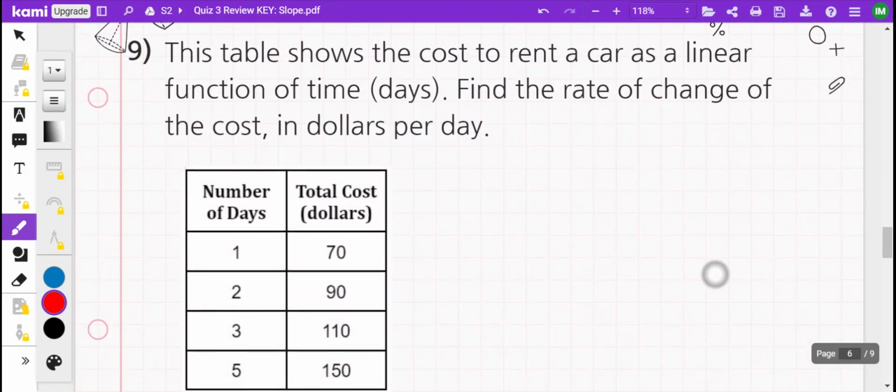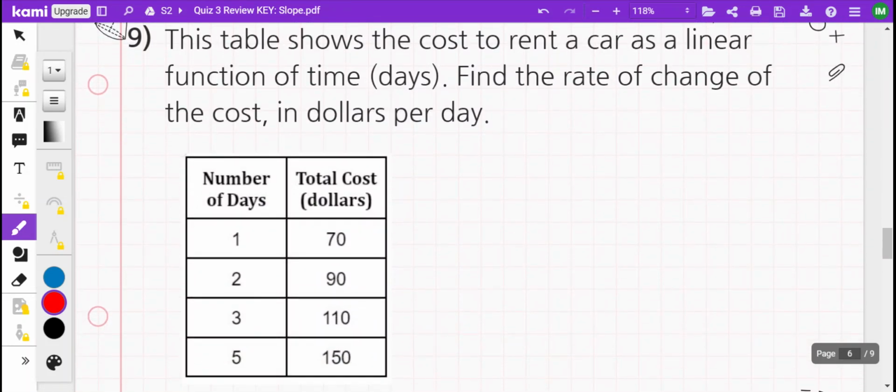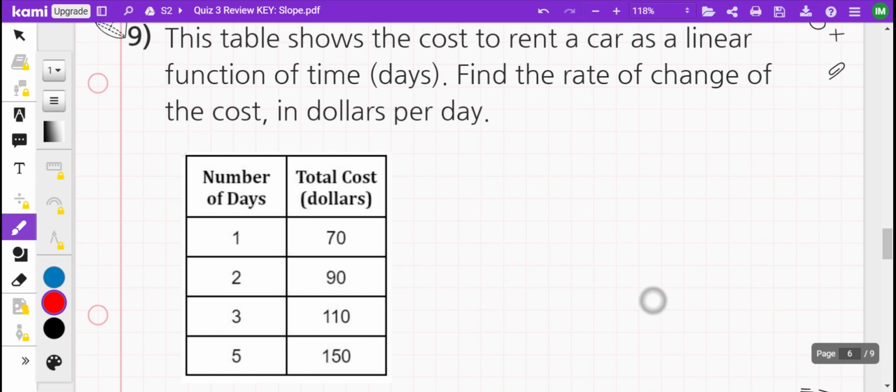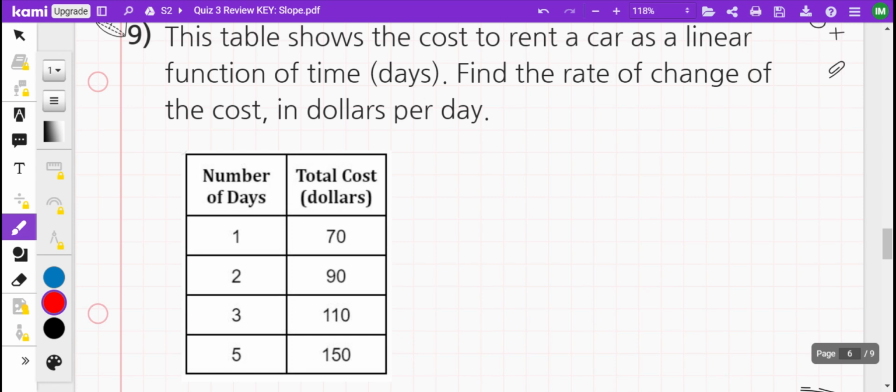Moving on to question 9. Question 9 says, this table shows the cost to rent a car as a linear function of time, days. Find the rate of change of the cost in dollars per day. I know we didn't see too many examples like this in class, but it's exactly what we've been doing with tables. This specific table is showing me how much it's going to cost me to rent a car depending on how many days I rent it for.